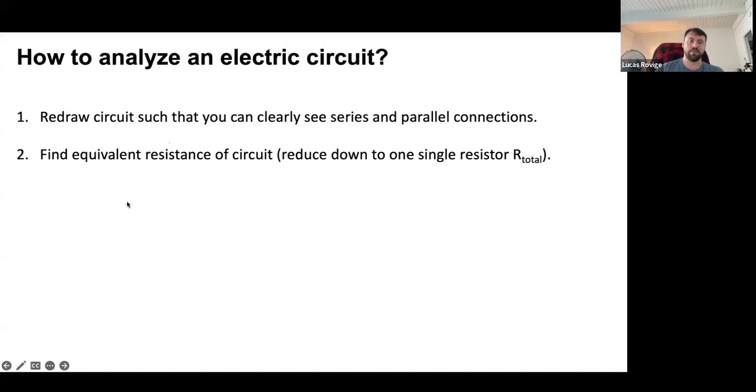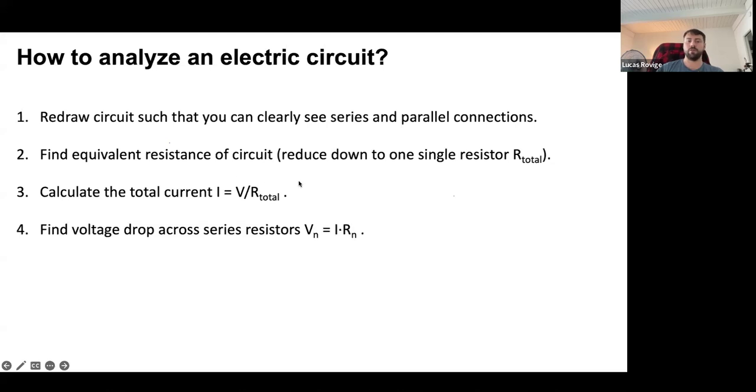Then you should find the equivalent resistance of the circuit and do that sequentially, taking all resistances that are in series and in parallel with each other, and finding equivalent resistors up to the point where you have only one single resistor. That would be the total equivalent resistor. Once you do that, you can get the total current using Ohm's law, using this equivalent resistance.